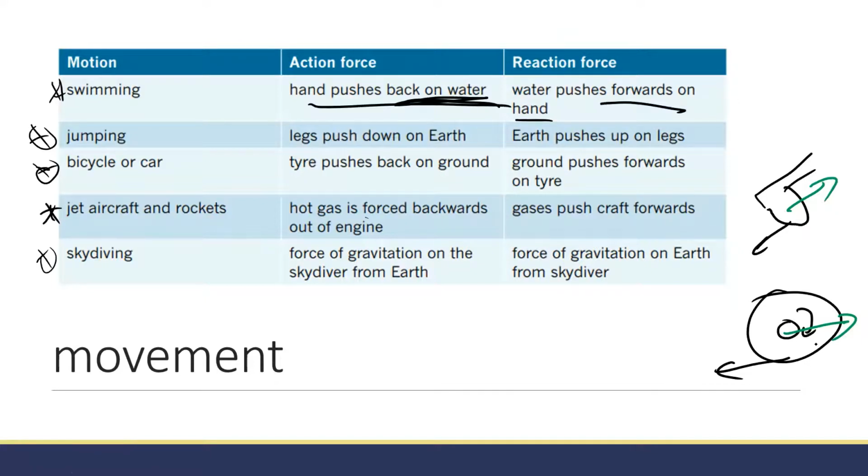And the last one is skydiving. The gravitational force of the skydiver, as you jump out of a plane: gravity pulls you down, but you will also pull the earth up. The force of gravitation on the earth from the skydiver. So we've got now 3 more examples of how Newton's third law exists in movement.